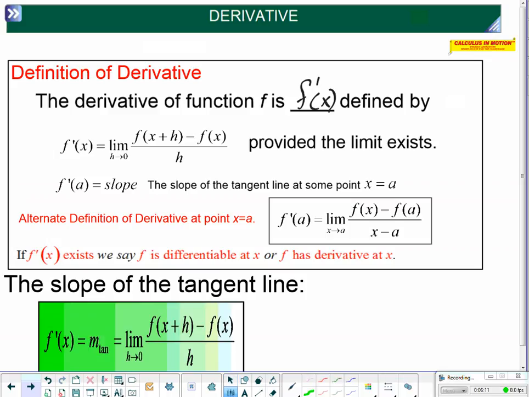Another way I could look at this, I could get a more direct answer if I knew the point at which I wanted to estimate my slope. I could do f prime of a, where a is equal to some number, some x value that we name. So the slope of the tangent line at some point x equals a. And this is what we would refer to as an alternate definition of a derivative at a given point x equals a. If f prime of x exists, we say that it's differentiable, or f has a derivative at x.